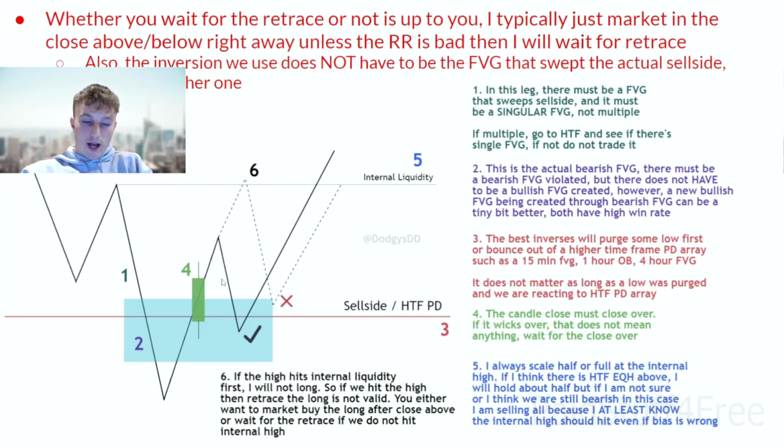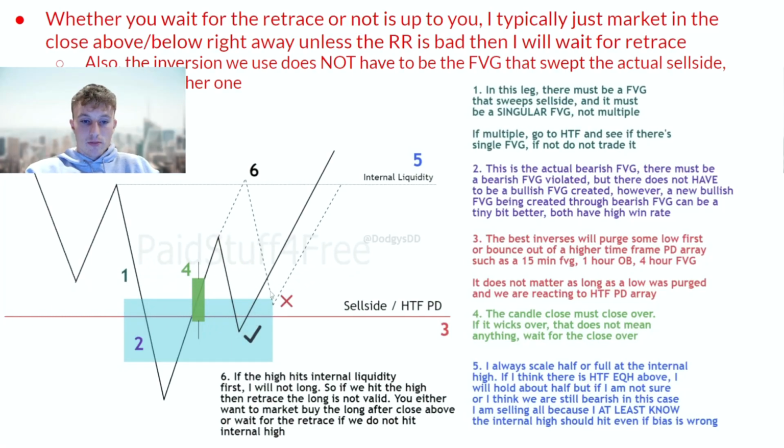So what I do, number 5, is usually when I'm in, I'll scale half at this internal high if it's more than 10 points. Sometimes it's only going to be 5 points. Sometimes it'll be like 20 points. But I'll usually scale half if it's more than 10. If it's not more than 10 points, I typically put my stop to break even. And I'll look for like some liquidity above.